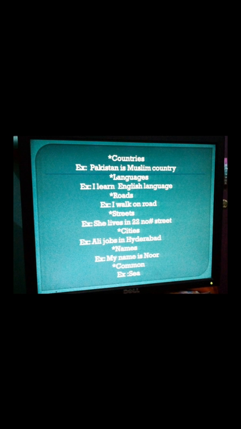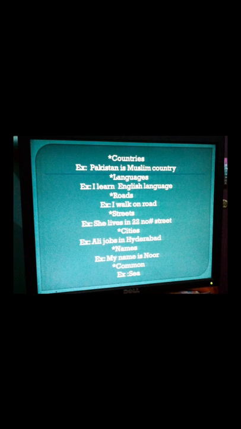And streets. She lives in 22 number street. So I can never say that she lives in the 22 number street. Cities: in cities we will also not use the, like Ali jobs in Hyderabad. We will not say Ali jobs in the Hyderabad. This is a wrong sentence. We will use here Ali jobs in Hyderabad.